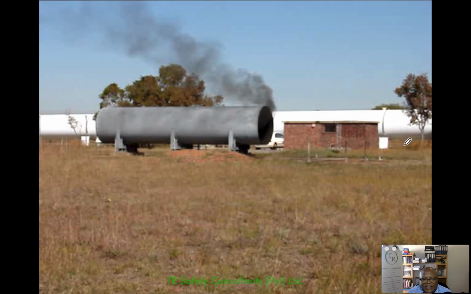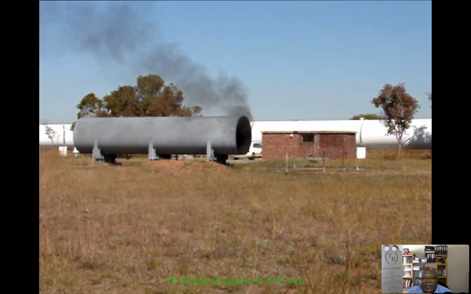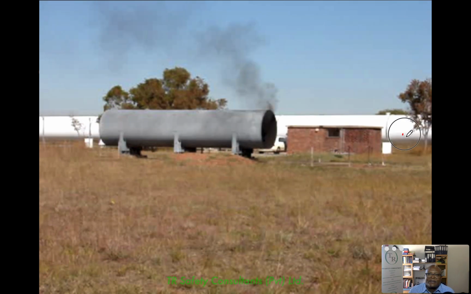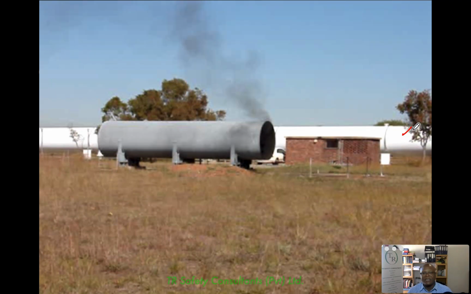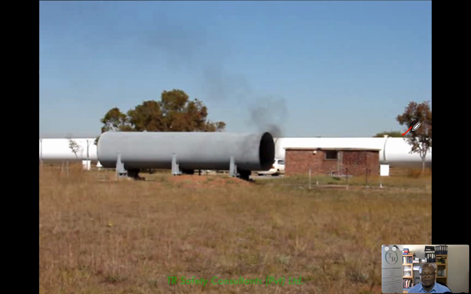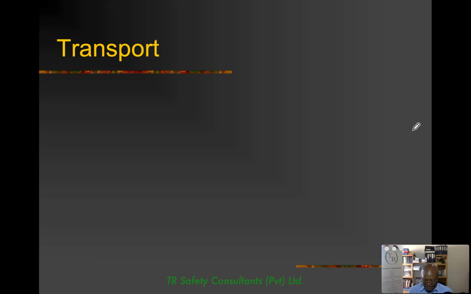Okay, and this is just a shorter tunnel, and beside this is the longer tunnel. So you can see if that happens in an underground mine, what will happen to the rest of the mine. Okay, let's look at transport.